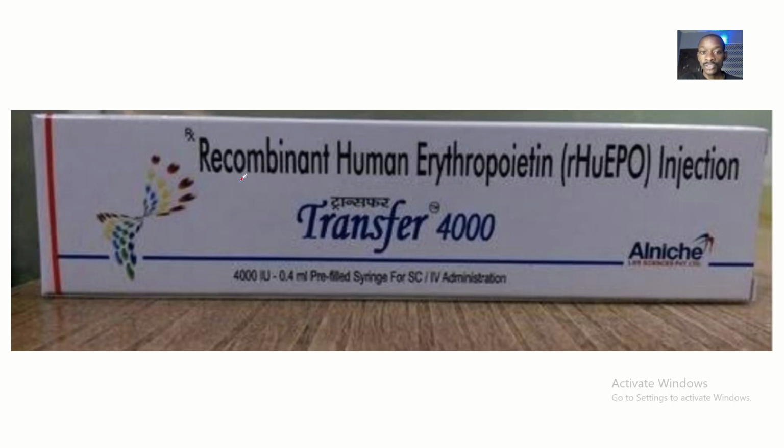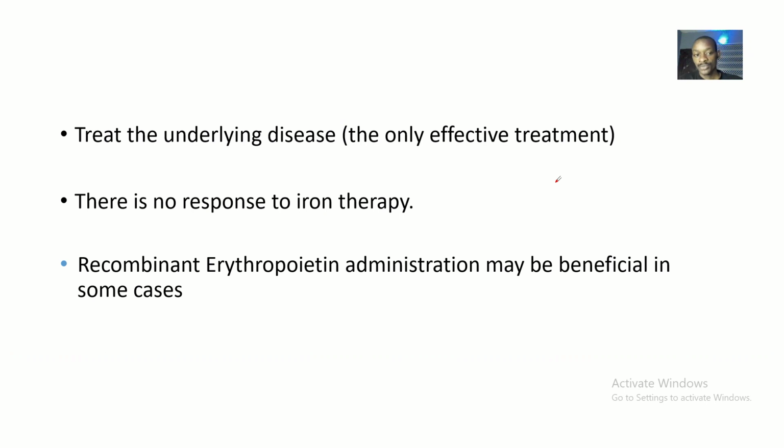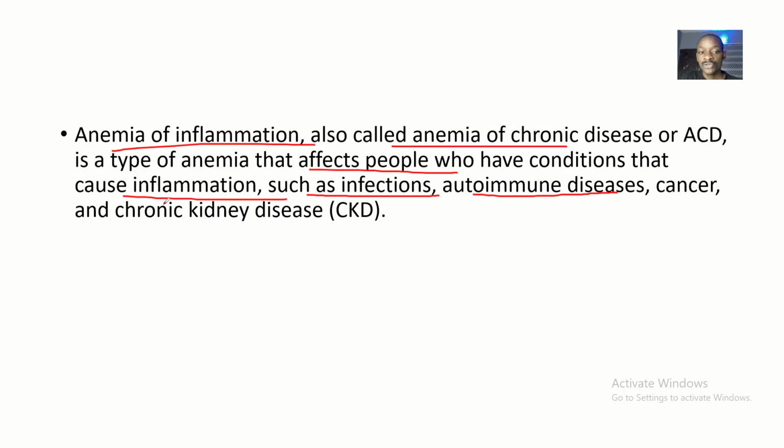So this is a known treatment. Apart from tackling the underlying medical conditions, you can give the individual recombinant human erythropoietin. So you are trying to bring up the erythropoietin levels in the body back to what they used to be. Basically, you should treat the underlying disease condition, which is the only effective treatment. So if you know that this anemia is a result of chronic kidney disease, if you do a kidney transplant, the anemia is gone.